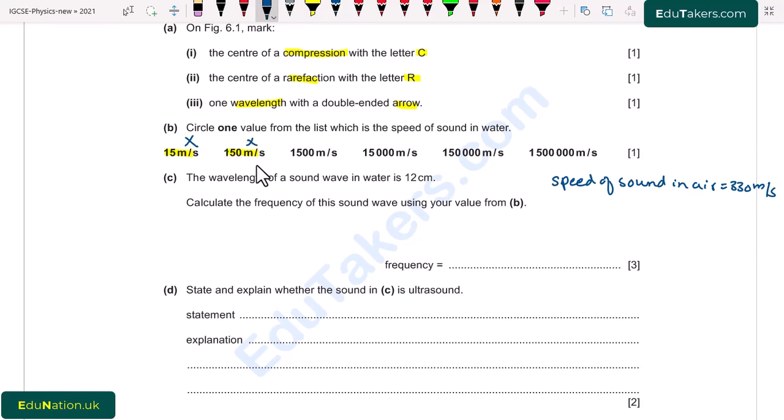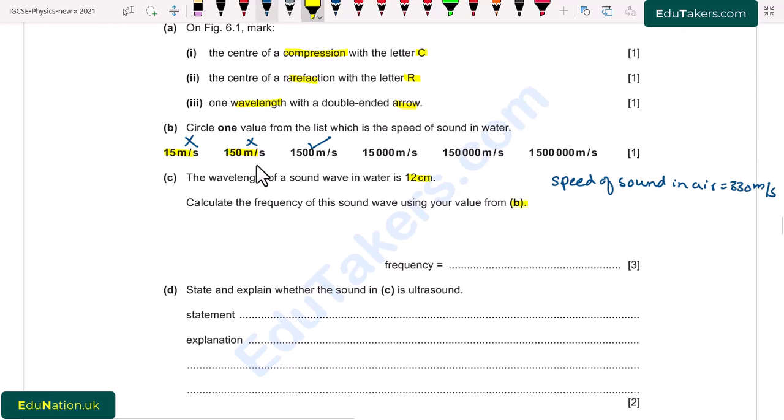This answer is correct because it is greater than 330 meter per second and the speed of sound in water is not too much larger. So 1500 meter per second is correct. Part C. The wavelength of a sound wave in water is 12 centimeter. Calculate the frequency of this sound wave using your value from B.